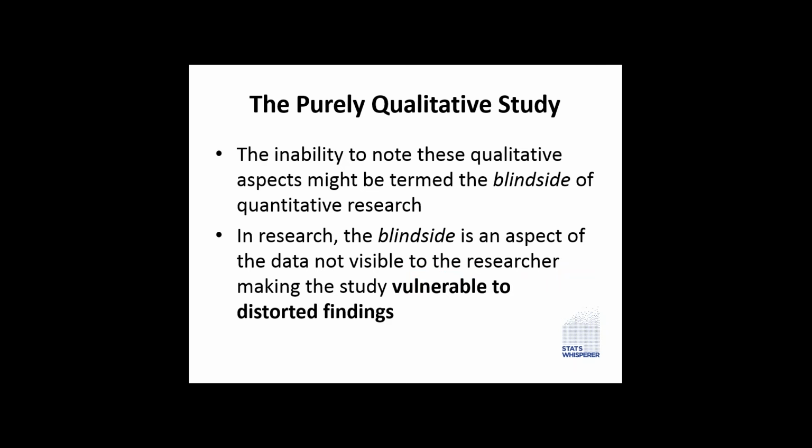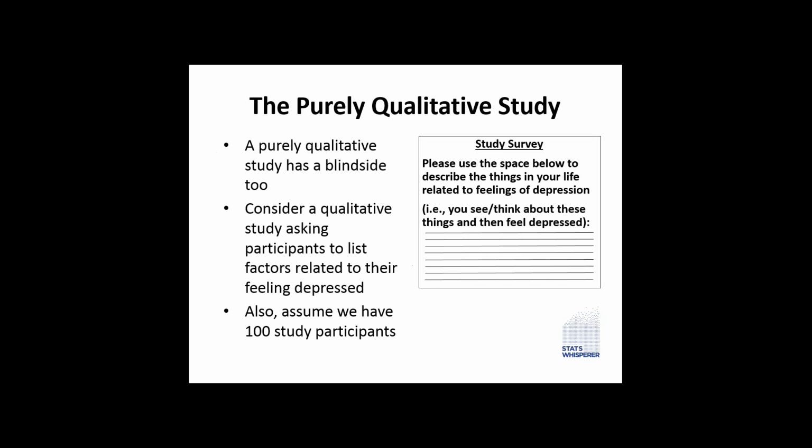Now, the purely qualitative study, right? Now, consider the inability to note the qualitative aspects in that quantitative study, right, might be termed the blind side. That might be the blind side of quantitative research, or one of them, right? In research, we could call the blind side an aspect of the data not visible to the researcher, but makes the study vulnerable to distorted findings, right? It's something we can't see, and it's going to misrepresent our findings, something we do not want.